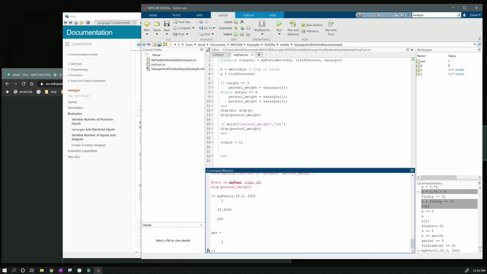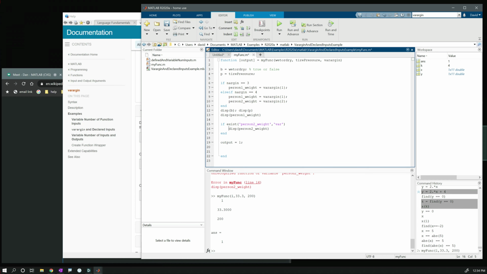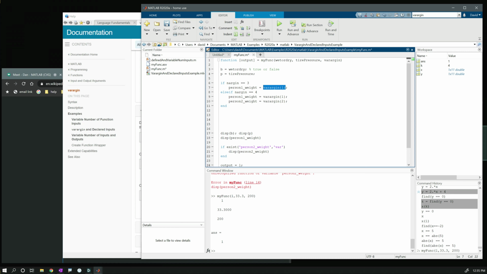So I mean that solves that problem, but that's not really what we're here to talk about. We're here to talk about this part. If you put varargin, then you have the option of determining, based on the number of inputs that come in, what happens with the first of that input or the second of that input or whatever. Yeah. Okay. So that's how that works.